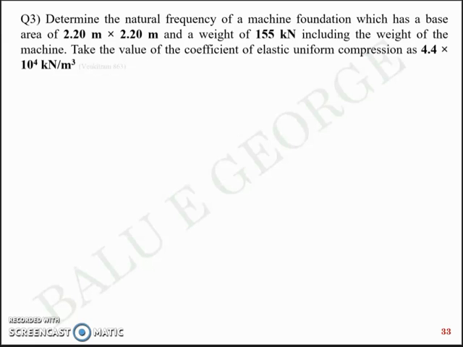Now we know the natural frequency, omega n, is equal to under root of Cu A by m, where Cu is given as 4.4 into 10 raised to 4 kilonewton per meter cube. I need to convert that to Newton per meter cube. So what you get is 4.4 multiplied by 10 raised to 7 Newton per meter cube.